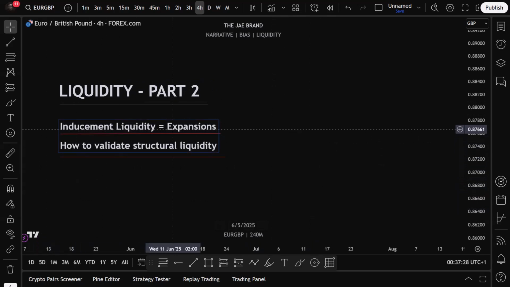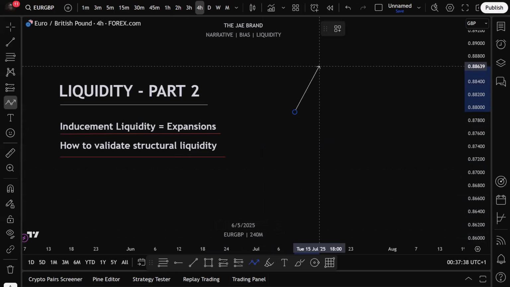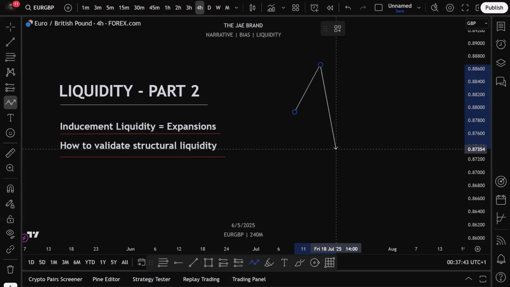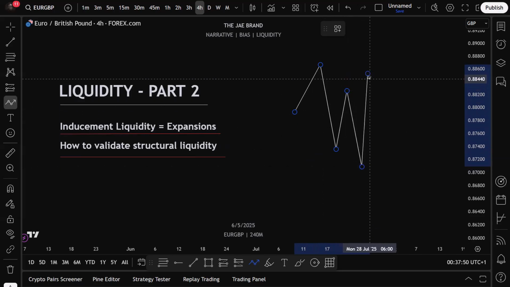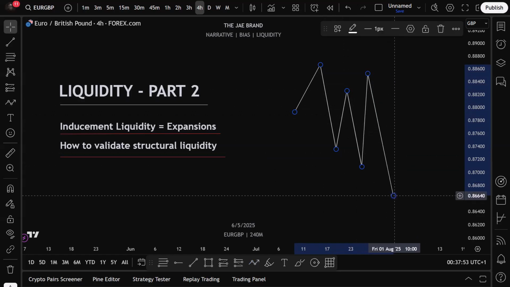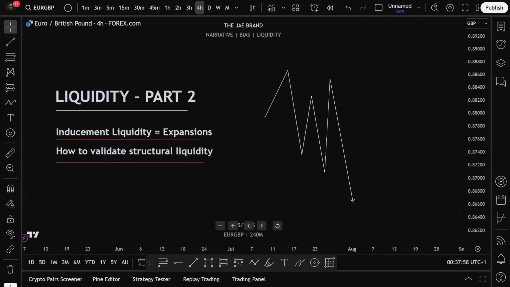We are discussing inducement liquidity. In our previous video, I told us that liquidity simply means money. So you have to learn how to identify or spot where the liquidity is in order not to become the liquidity. If you can't identify the liquidity, then you will become the liquidity. So we are just going to show us what inducement liquidity is.